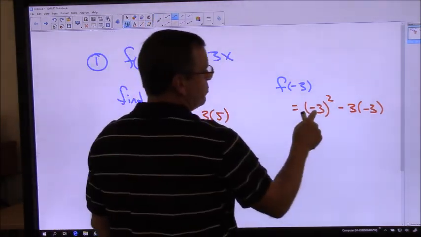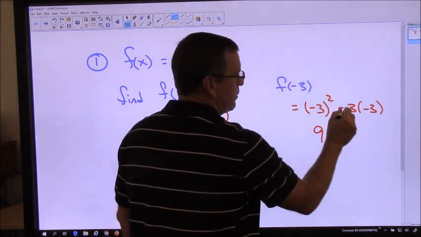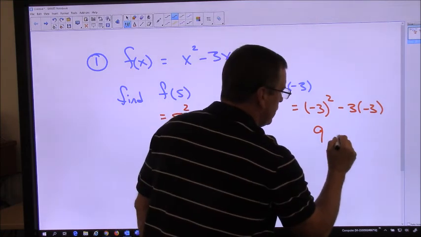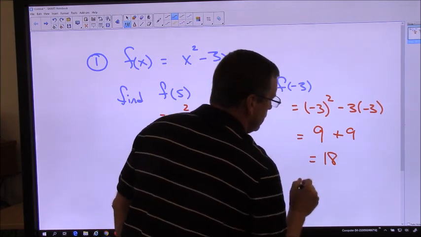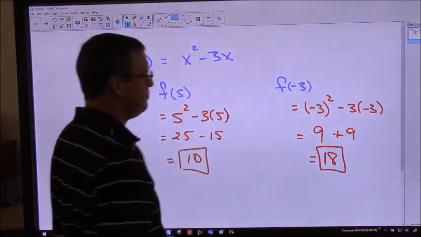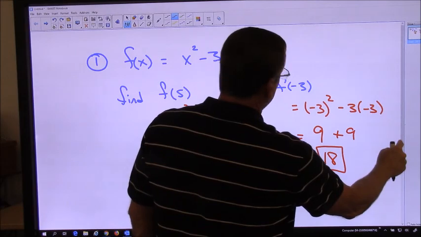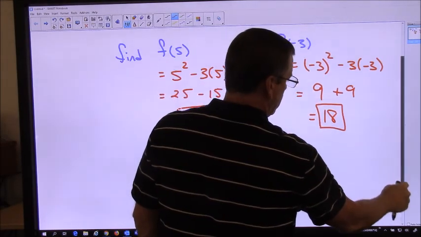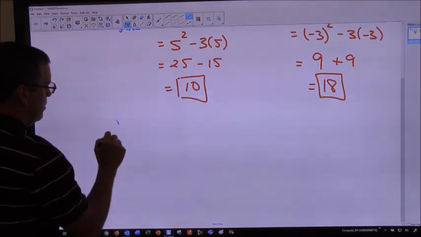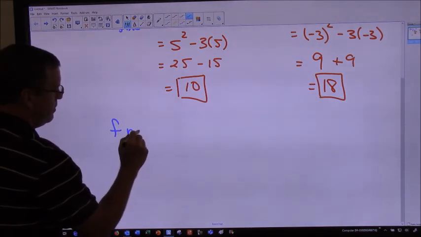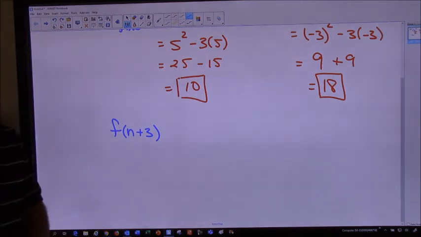So a negative 3 squared would be a negative 3 times a negative 3, that's 9. Here I've got another negative 3 times a negative 3, so plus 9. And what I get for an answer is 18. Right? So using that same function, x squared minus 3x, let's see if we can find f of n plus 3. You guys go ahead and try that.